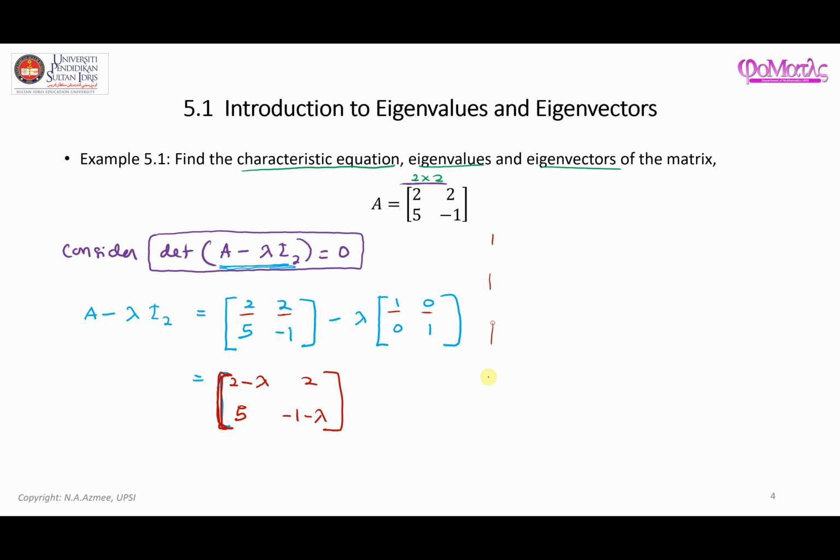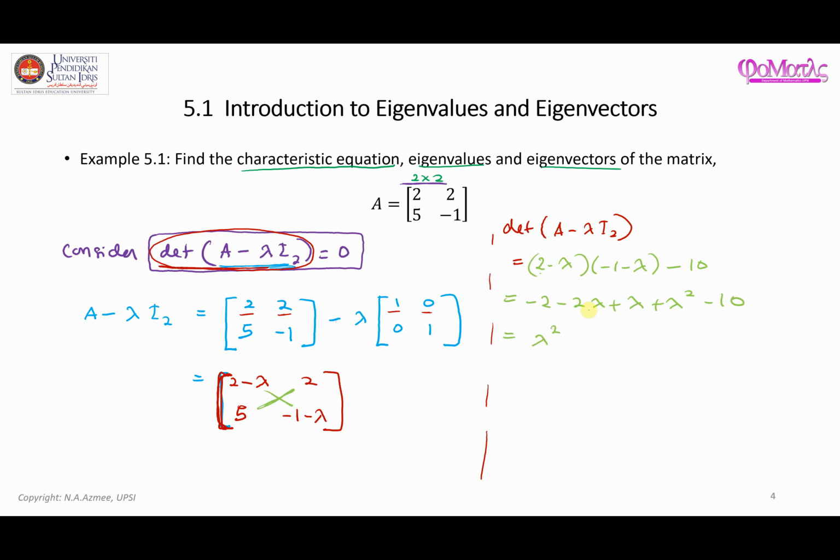Next, I'm going to consider the determinant of this one here. So the determinant of A minus lambda I2 is equal to, well, you know how to find the determinant of this matrix. You need to cross multiply these two items minus the cross multiplication of the two items here. So that would be (2 minus lambda)(negative 1 minus lambda) minus 2 times 5, which is 10. Simplify that. So that becomes 2, negative 2 lambda, positive lambda squared, minus 10, and that can be further simplified as lambda squared minus lambda minus 12.